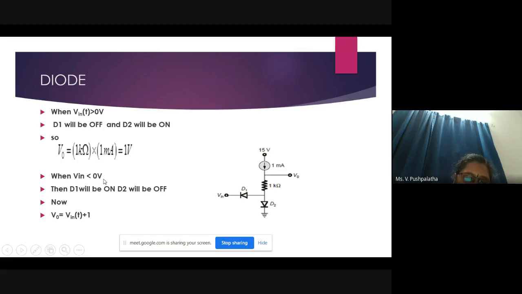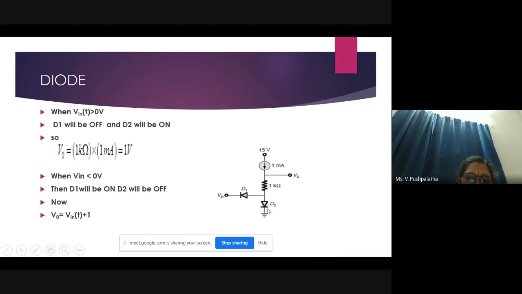Now the next case, if I take V in less than 0 volt. What will happen here? Less than 0 means obviously a negative value. Now my D1 is forward biased, so D1 will be on. When D1 is forward biased, it will act as a short circuit, and D2 will be off, because here I am giving a negative value.